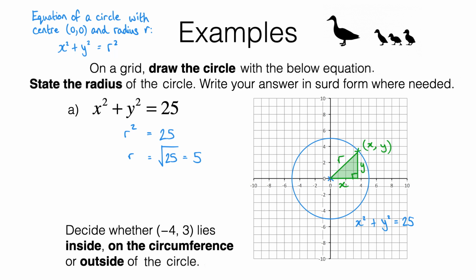Now, let's have a look at this final part of the question. Decide whether negative 4, 3 lies inside, on the circumference, or outside of the circle. Well, looking at the graph, we can see for ourselves that negative 4, 3 lies on the circumference.